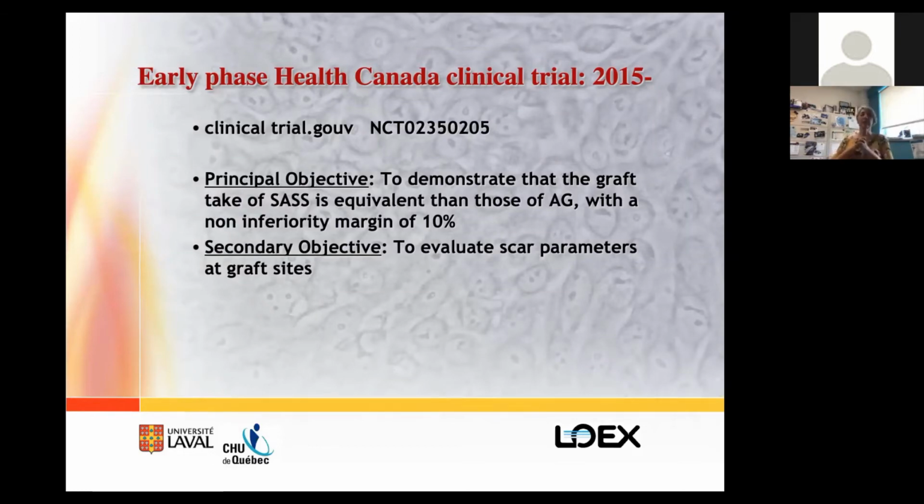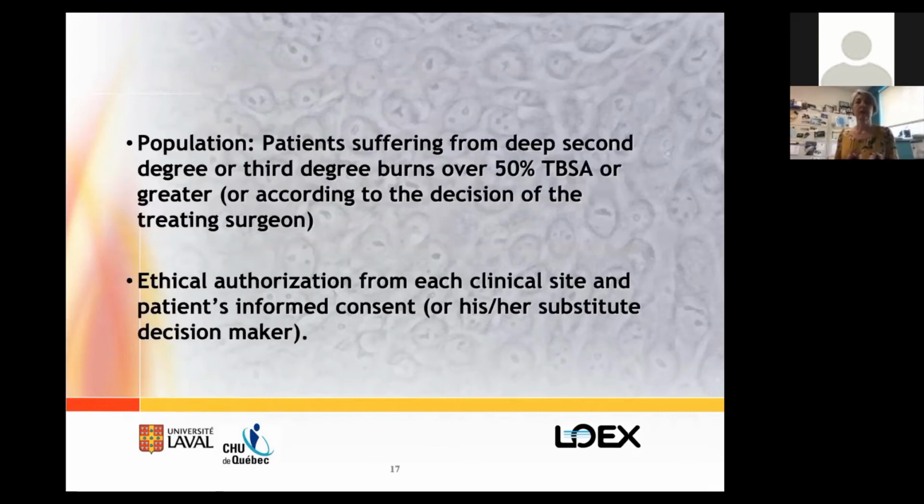And as a secondary objective, we want to evaluate the quality of the scar at the graft take for sure, to compare the SAS, the soft graft, and the autograft. So as for the special access programs, the target population is patients that suffer from deep second degree or third degree burns, over 50% of the surface area or more. And of course, we will need some ethical authorization for each clinical site and patients. That is not true for the special access, for example. We only need the authorization of Health Canada.